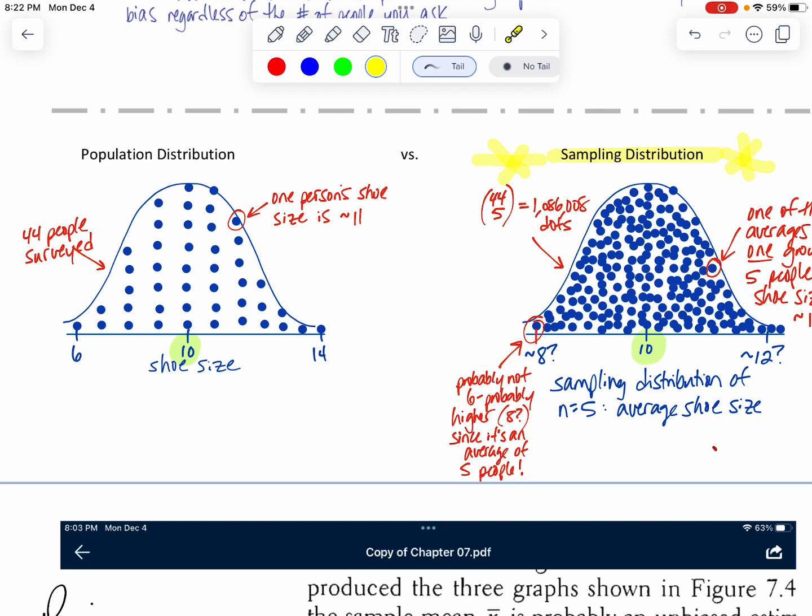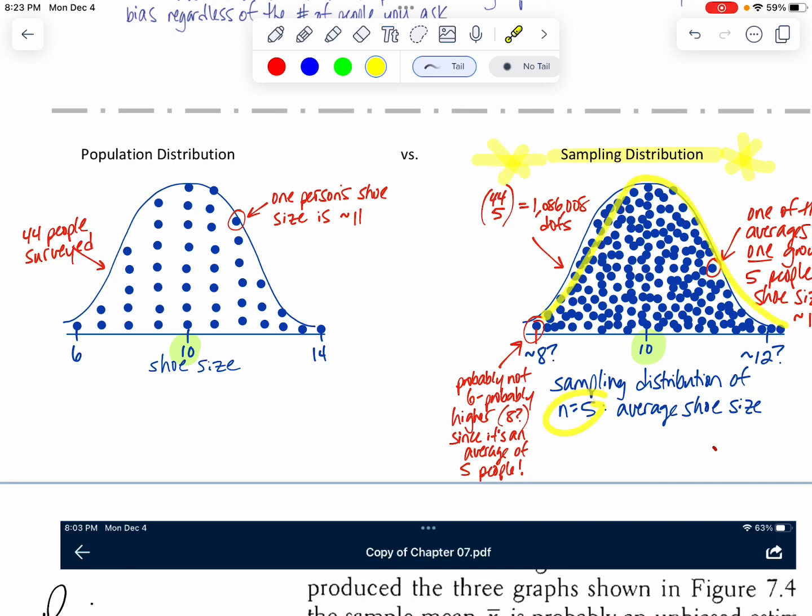And that should make sense too, because it includes every single possible combo of groups of 5. Can you imagine if I had you get in groups of 5 until you ran out of different groups of 5? That would take forever. There would be so many different groups of 5 in class that we could make. But the average for each individual person here is 10, and the average of all the averages will also be 10. That is what this means right here, the average of all the averages of sample size 5.